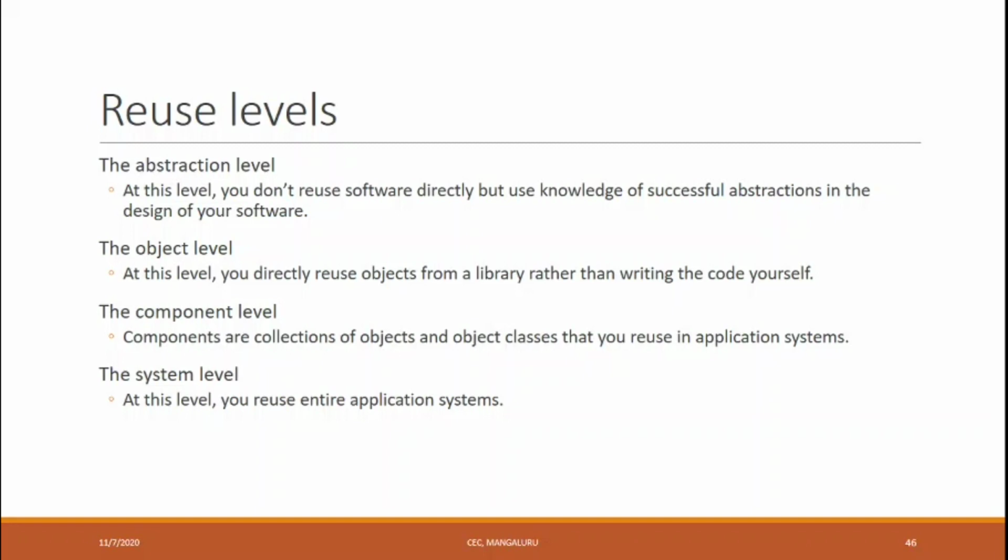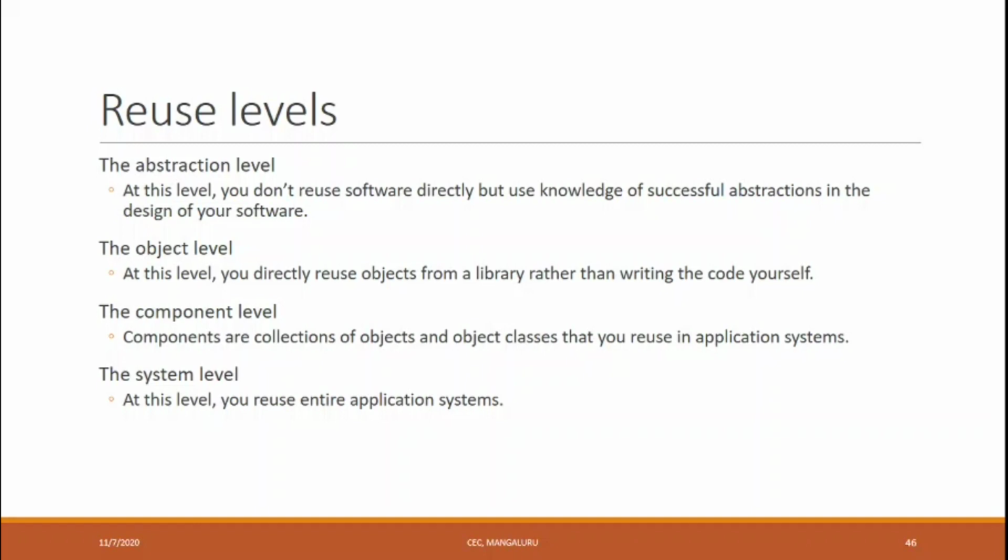This is the initial stage where you are making use of reuse of the software at the abstraction level itself. So you do not reuse the software directly but use the knowledge of abstraction. Some parts of the components may be made use of to design a software. Object level: at this level you directly reuse the objects. For example, inheritances, aggregations or generalizations, such types of objects you make use of from the library rather than writing them separately once again by yourself.